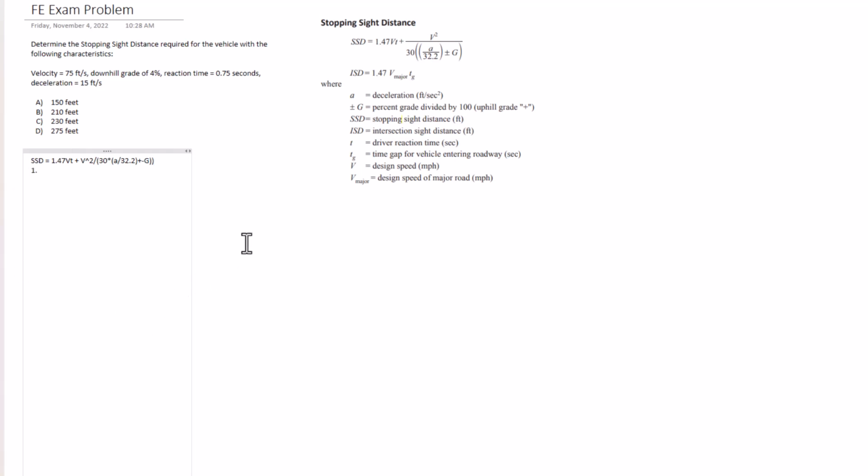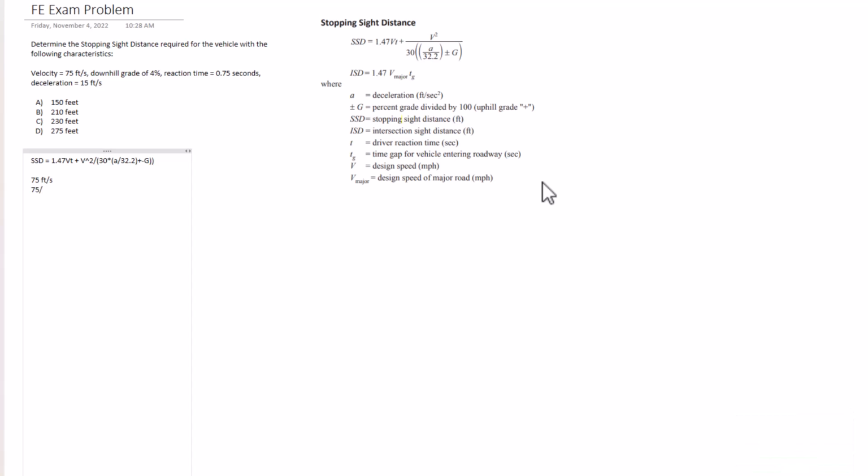Now this 1.47 factor is actually a factor to convert velocity 75 feet per second into miles per hour. So keep that in mind. But this top V squared term needs to be converted to miles per hour. So you can use the 1.47 factor, that works too. But I just want to show you that 75 feet per second can convert into miles per hour.